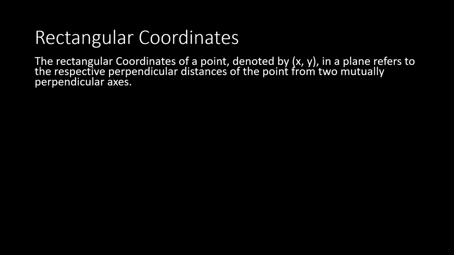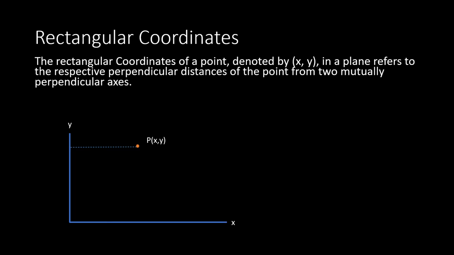X, y are the respective perpendicular distances of the point from two mutually perpendicular reference axes, which are referred to as the x and y axes. So we have the two mutually perpendicular reference axes, x and y, and we have a point P with coordinates x, y.